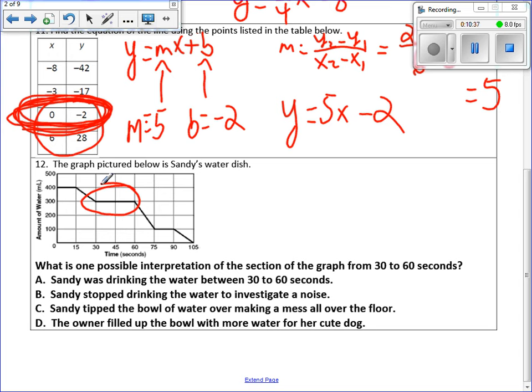So what is one possible interpretation between 30 and 60? Sandy stopped drinking to investigate a noise because she's not drinking there. The water is staying the same. Sandy was drinking? No, it's not going down. Sandy tipped the bowl of water over? No, then the water would be 0. The owner filled up the bowl with more water? No, then it would have gone back up.